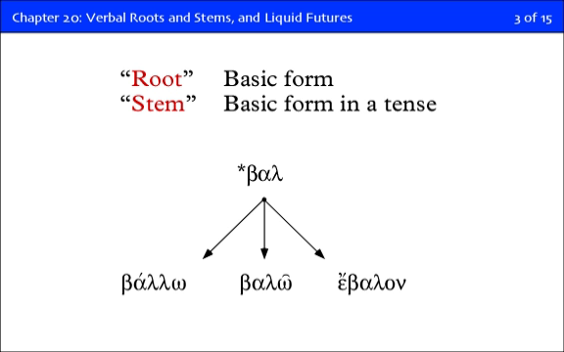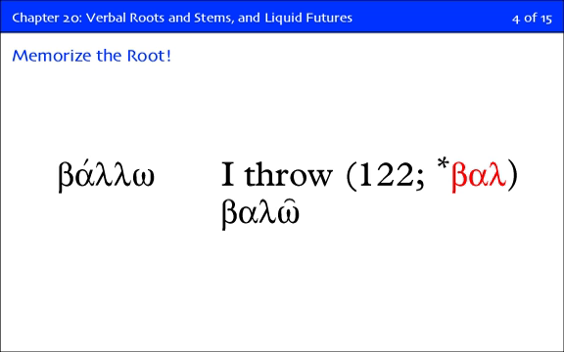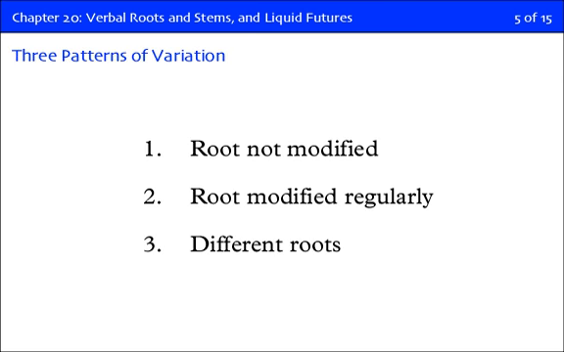And what we're going to learn is that in the formation of the present tense stem, we'll see the most change. In other words, in the other tenses, the root isn't changed as much as it is in the present tense stem. At a practical level, what that means is that when we memorize a verb, we will also always memorize its root. Ballo means I throw. It occurs 122 times in the New Testament. It's from the root bal, and then in the future, it's balo. There are three basic patterns in terms of how the root moves into the present tense stem. And we're going to categorize verbs based on this fact.